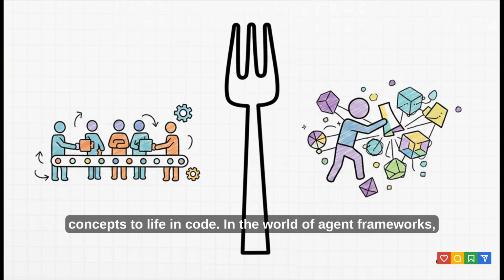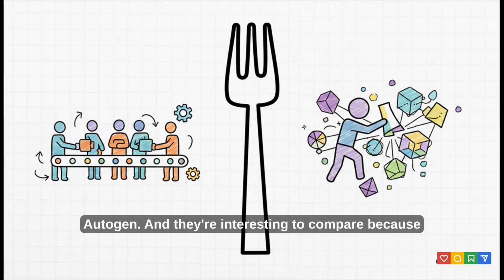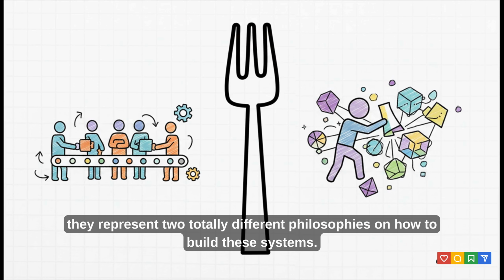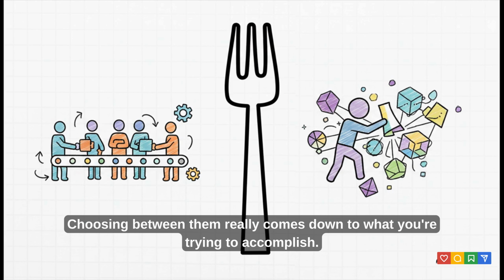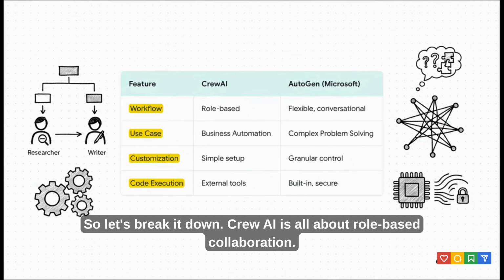In the world of agent frameworks, 2 big names you'll hear a lot are Crew AI and Microsoft's AutoGen. And they're interesting to compare because they represent 2 totally different philosophies on how to build these systems. Choosing between them really comes down to what you're trying to accomplish. So let's break it down.